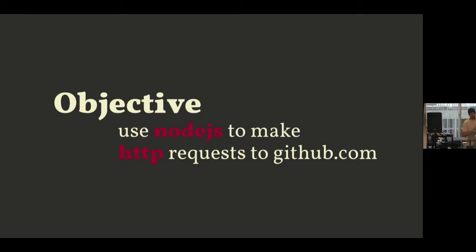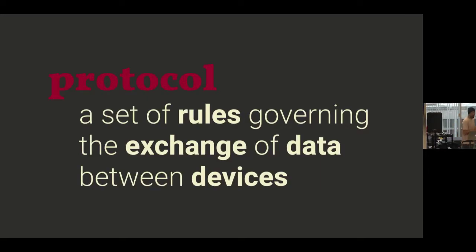So this is the objective, and everything we talk about today is going to be moving towards this objective. Node.js, that's going to be the runtime we're in. We're going to write JavaScript, and we're going to write it in this Node environment. And we're going to make HTTP requests to a server called github.com. It's a bit more exciting and interesting than it sounds, I think. But first we need to learn a few things about how we actually do this.